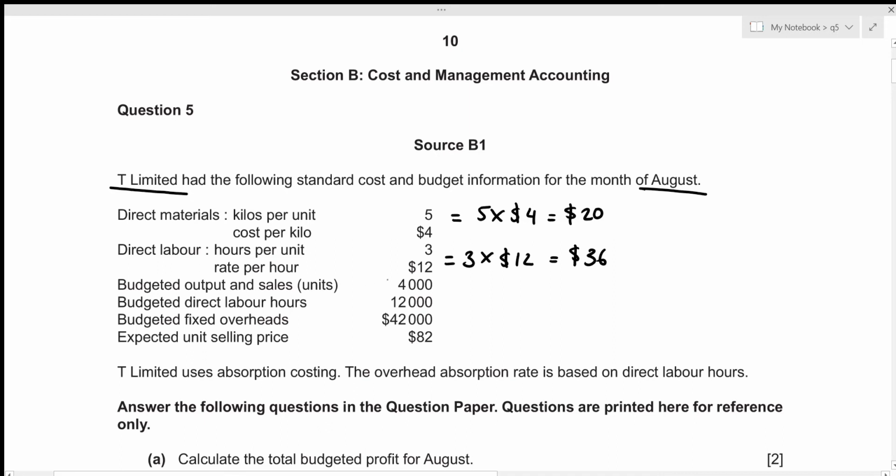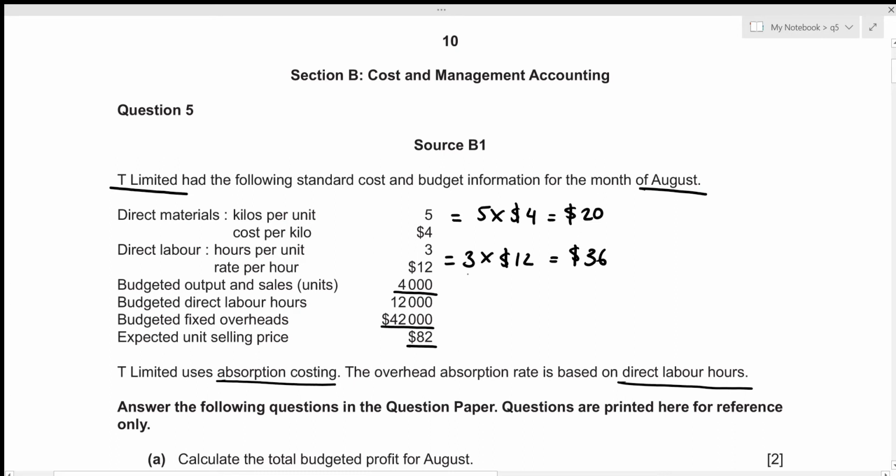Alright, then we're given budgeted output and sales. We are producing 4,000 units and selling those 4,000 units. We're given budgeted direct labor hours, which is 12,000. We're given budgeted fixed overheads, which is 42,000. And the expected unit selling price, which is 82. Then we're also given the information that Tea Limited uses absorption costing. The overhead absorption rate is based on direct labor hours. And for the first part of this question, we need to calculate the total budgeted profit for August.